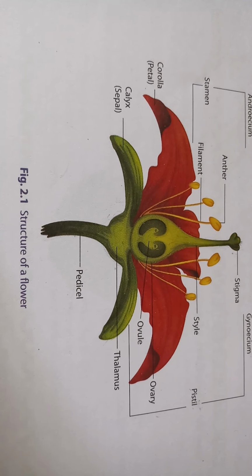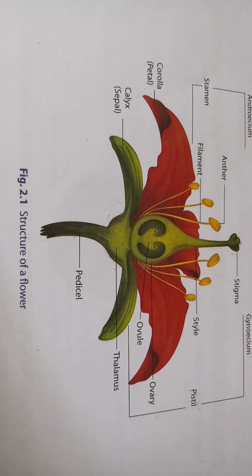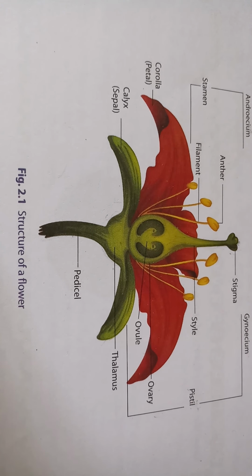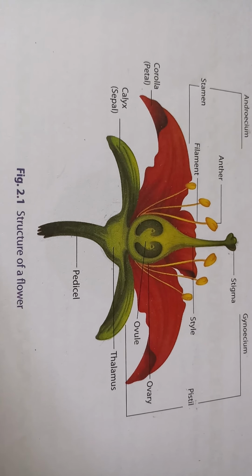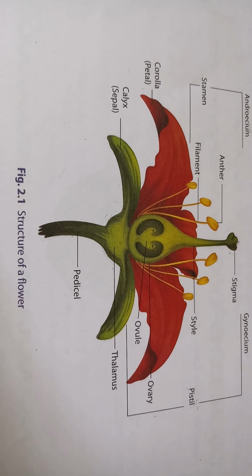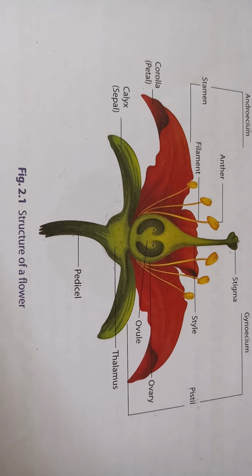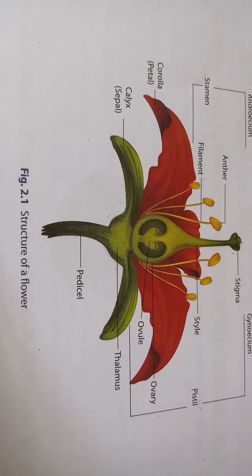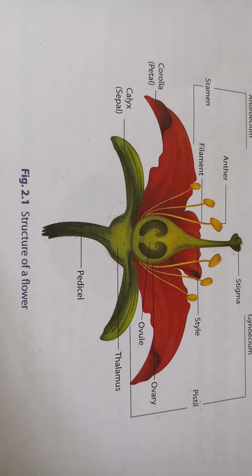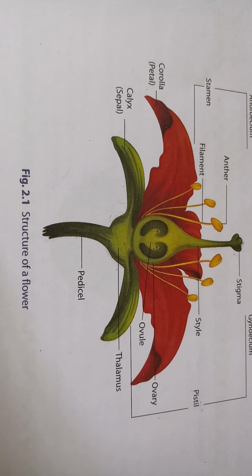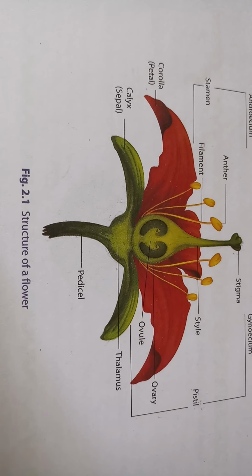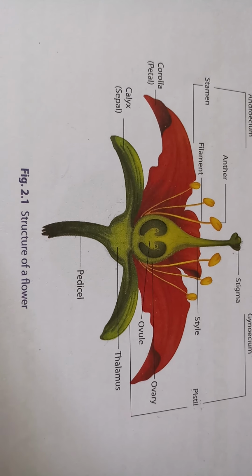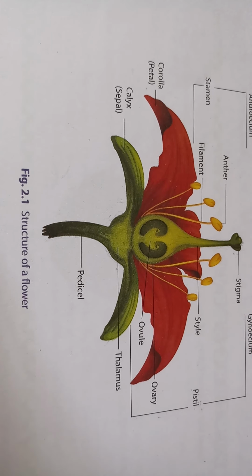Based on the number of whorls which are present in a flower, they are divided into two categories, that is a complete flower and an incomplete flower. A flower which contains all the four whorls is known as a complete flower. Example is China rose or hibiscus and mustard flower. Whereas in some flowers, it is seen that they lack at least one or more whorls and hence they are known as incomplete flower. Example is papaya, mulberry, begonia, etc.